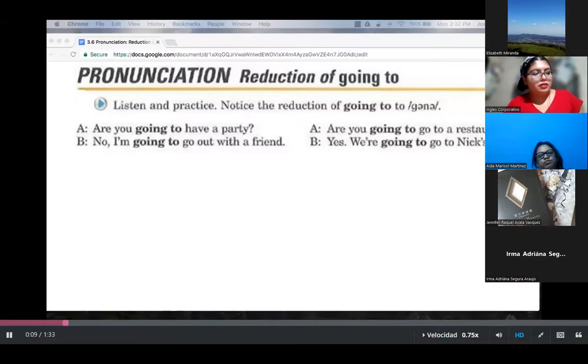Hi, everyone. In this class, you learn how to sound natural when talking about future plans by reducing be going to. Let's start by listening to the pronunciation of going to. Reduction of going to.